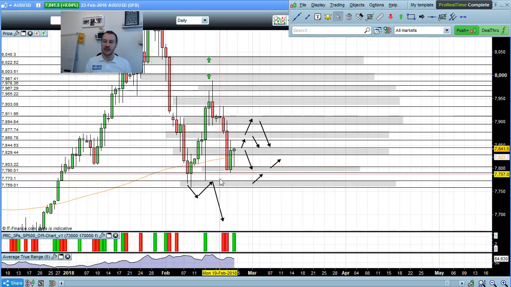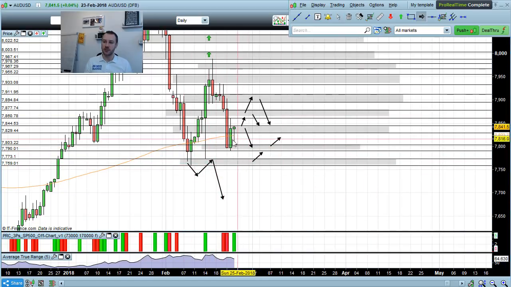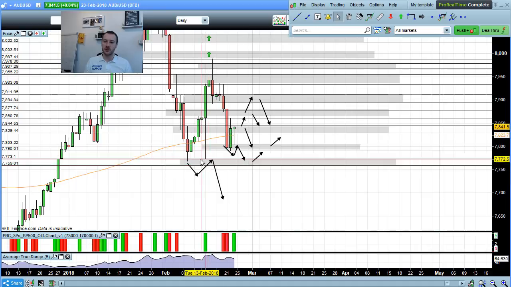Very key support at these levels right here if we start to break. Also this one, if we're starting to break down below, I'd then be happy to look for weakness and moves down to at least this area right here. If we're breaking down below here, as I mentioned, at least 7700 would be in the short to medium term my expectation for Australian dollar.